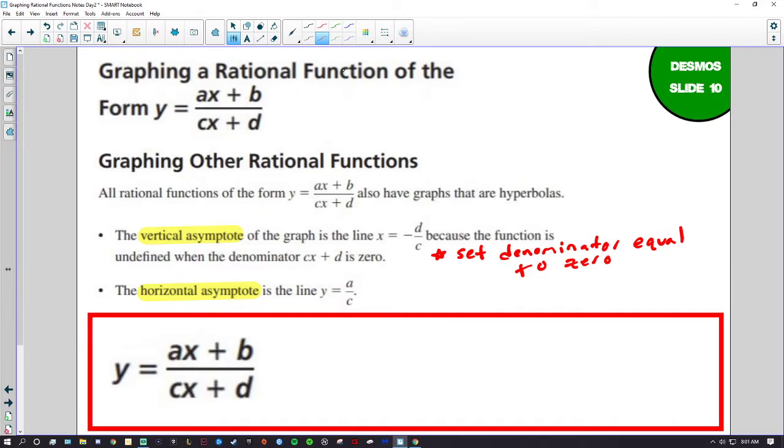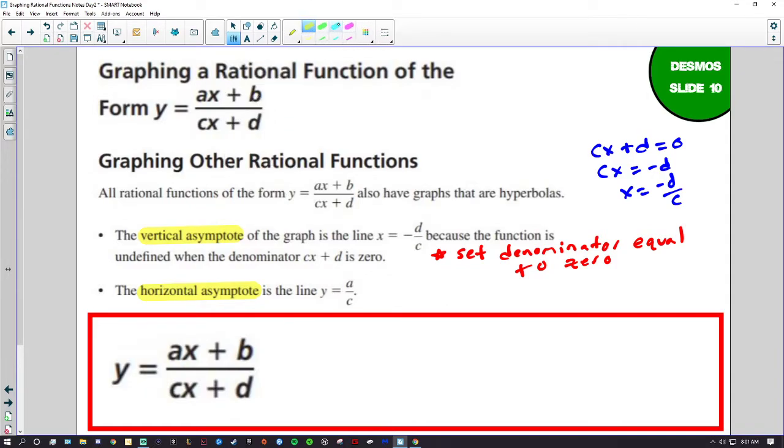So if we were to take cx plus d, the denominator, and set it equal to 0 and solve for x, we would subtract over the d. So we would have cx equals negative d, and we divide by c. So x equals negative d over c. So that's where that comes from. Just know you're just setting the denominator equal to 0 and solving for x. That's how you're going to find your vertical asymptote. It's kind of like we're finding our h value. Horizontal asymptote is a little bit different.